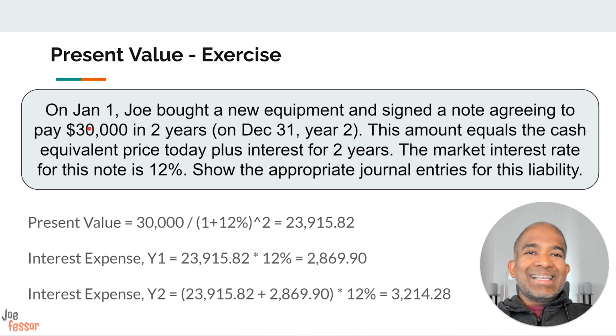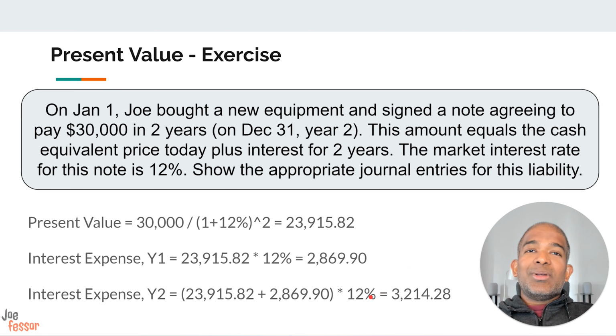That $30,000 isn't the true cost today. This amount represents the cash equivalent price today plus interest for 2 years. To accurately record this on his financial statements, we need to calculate the present value. Using our present value formula, we discount the $30,000 by an interest rate of 12% over 2 years. This results in a present value of $23,915.82. This means if Joe invested $23,915.82 today at 12% interest, he'd have exactly $30,000 in 2 years to pay off the note.